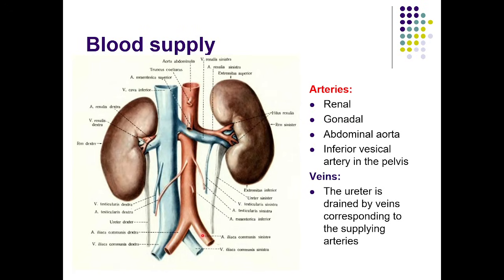Are we good? Yeah. What do you mean, vesical arteries? Vesical arteries, the arteries to supply the urinary bladder. And we will talk about them in a few slides. Veins, don't worry about veins, they run with the arteries, they have the same names.